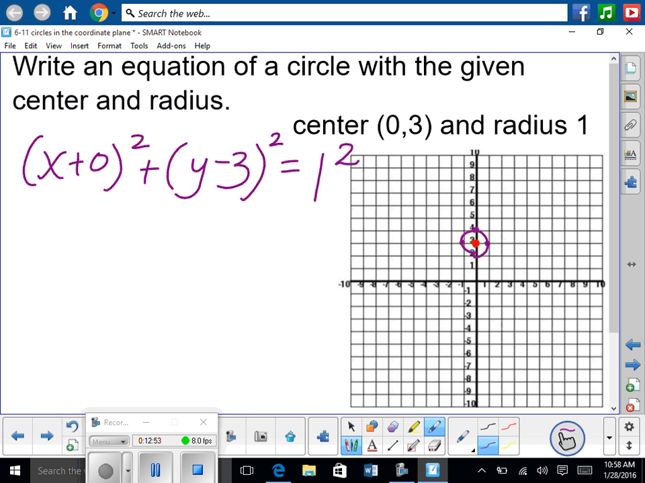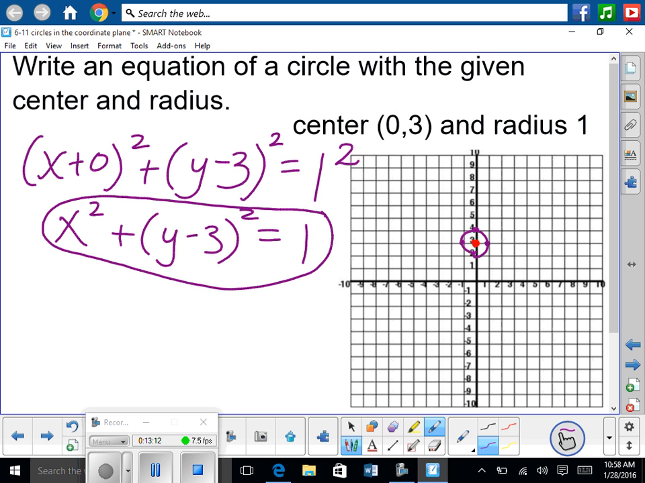Now we need to write this a little bit prettier. x plus 0 is just x, right? So let's not write x plus 0, let's just write x. So x squared plus, we'll leave this as this, y minus 3 squared is equal to, what's 1 squared? 1. This is our equation of our circle.